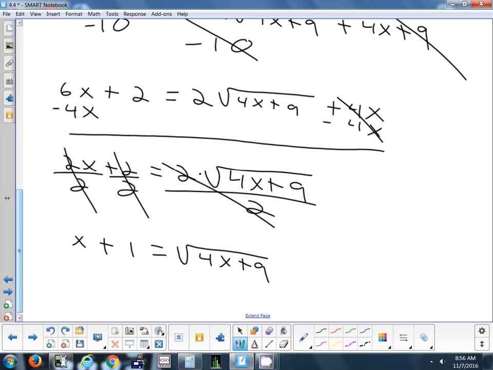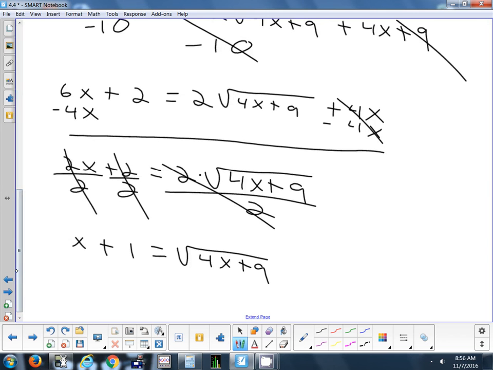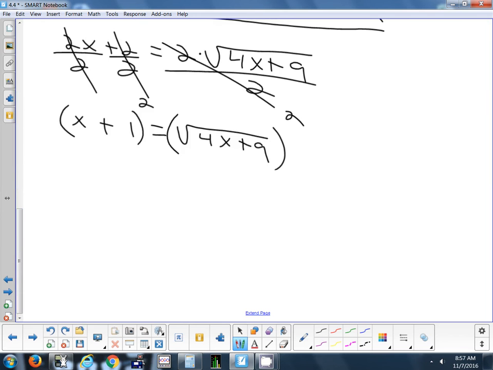So now at this point, we've got a much simpler equation than we had before. Okay, so we started out with something that had 2 roots. We isolated and squared, and now we just have 1 root. Okay, what am I going to do on both sides now? I'm going to square again. Square and square. But this time it's going to be a lot easier.